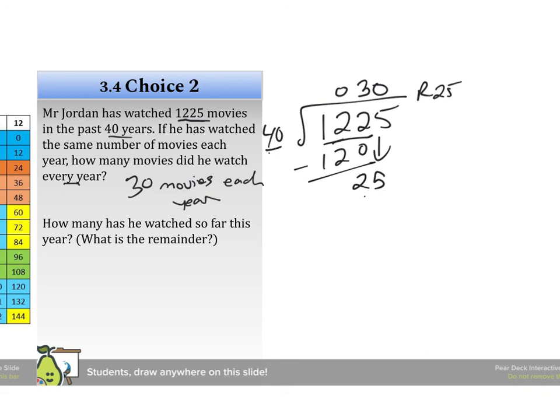How many has he watched so far this year? What is the remainder? There's a remainder, 25 movies this year. Considering it's February, that's not totally accurate, but that's okay.